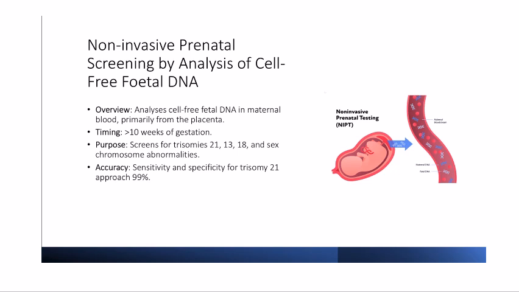NIPT, or non-invasive prenatal screening, uses cell-free fetal DNA from the placenta found in maternal blood. This screening can be done as early as 10 weeks and has very high sensitivity and specificity for trisomies 21, 13, and 18, as well as sex chromosome anomalies. It's important to remember that NIPT is a screening tool. Positive results should be confirmed by invasive testing like CVS or amniocentesis.